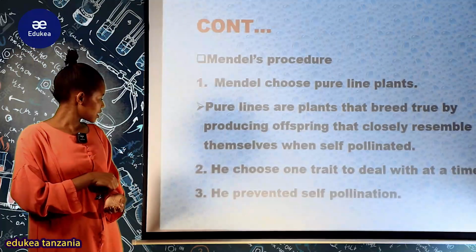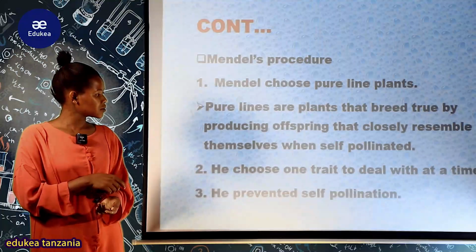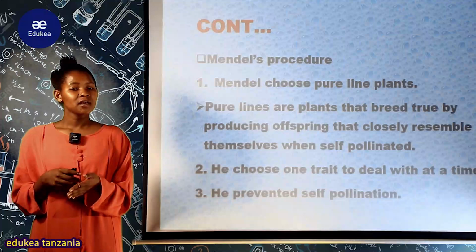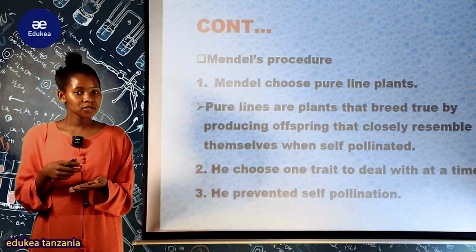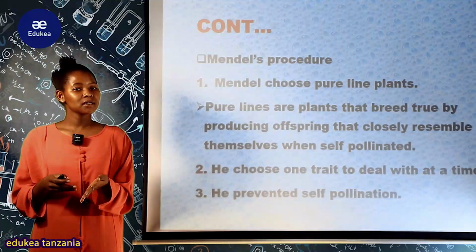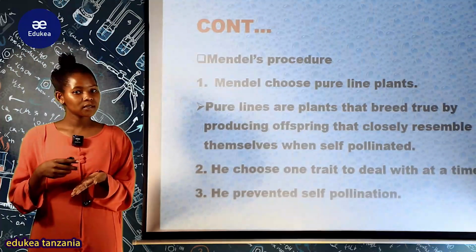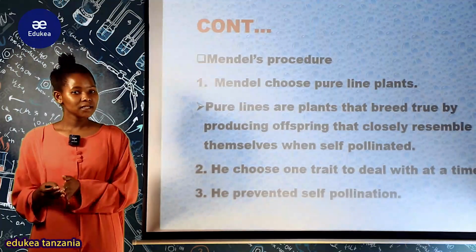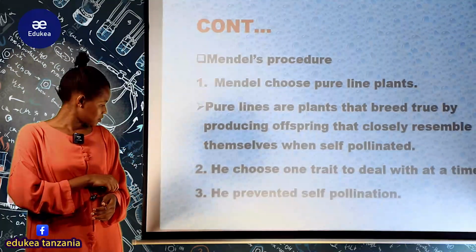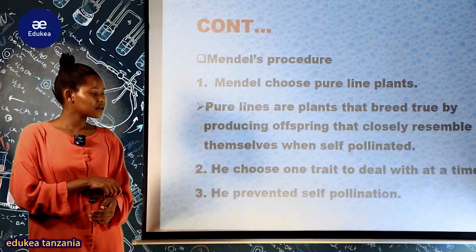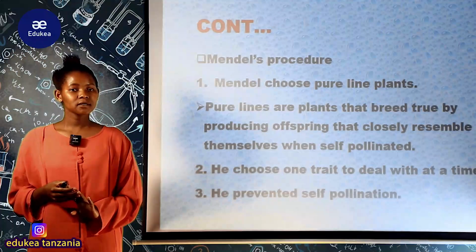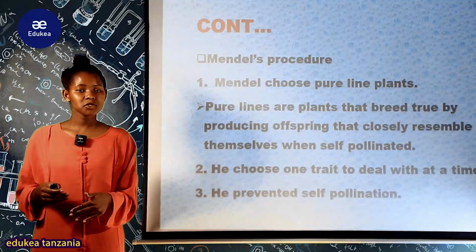The second procedure, he chose one trait to deal with at a time. Gregory Mendel also chose the one trait. If it were the seed shape, alideal na seed shape at a time. After then, kama ilikuwa ni tuseme stem height, alidili tu na stem height. Alidili na one character at a time. Also, he prevented self-pollination. Another procedure ambayo alitumia bwana Gregory Mendel ni kuprevent self-pollination.